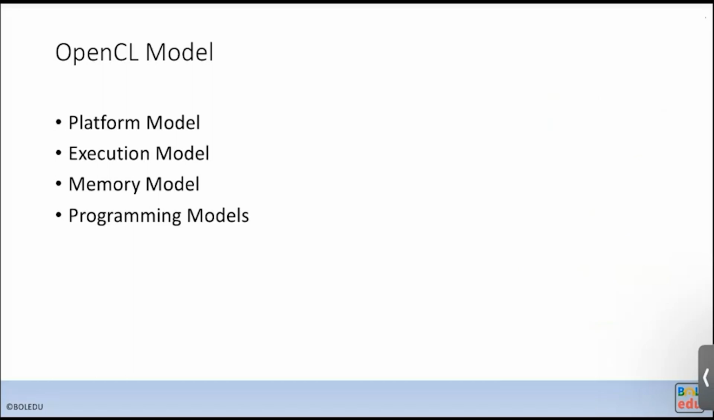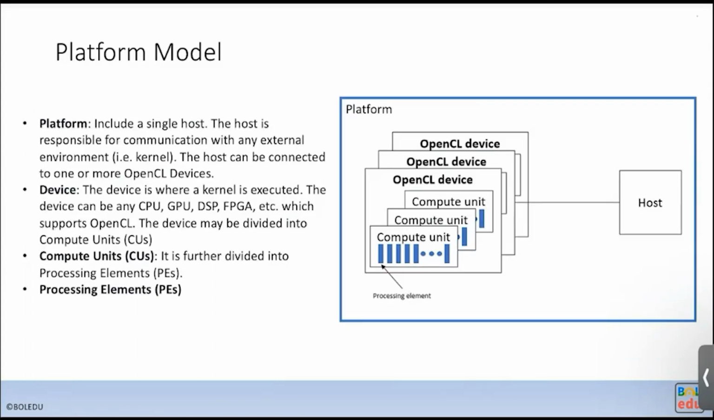Okay, next let's talk about the OpenCL model. There are like four areas that I'm talking about. Okay, first step. When you start OpenCL coding, first you need to identify the platform. Okay, you use the call to get the platform information. So you need to know what the platform covers. So a platform basically involves a host and the OpenCL devices.